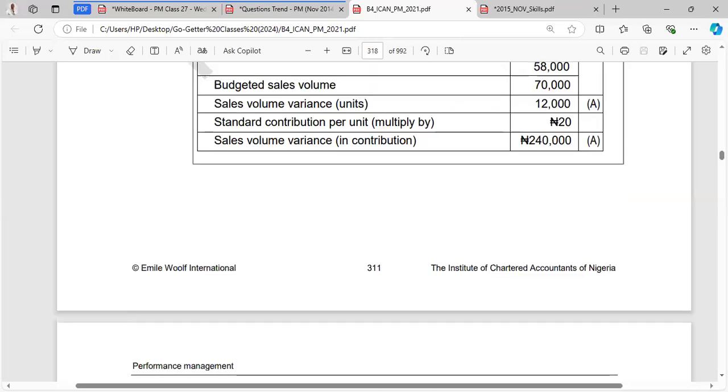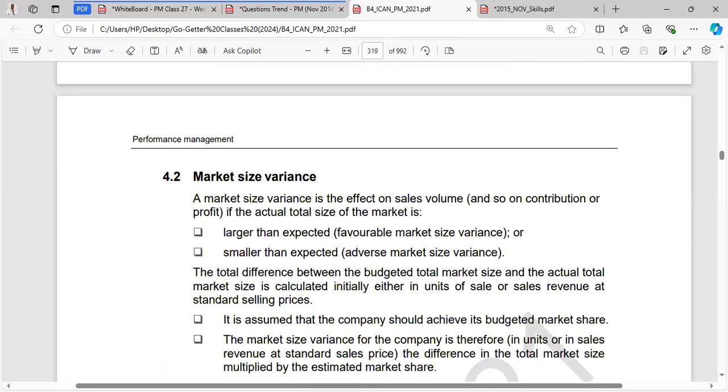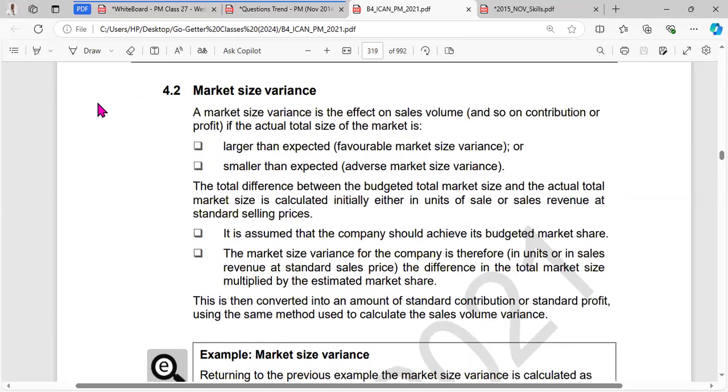Now we look at the market size. The market size variance is the effect on sales volume or contribution if the actual size of the market is larger than expected, which is favorable, or smaller than expected. The total difference between the budgeted total market size and the actual total market size is calculated initially either in units of sale or sales revenue at the standard selling price. Let's just see this example here.